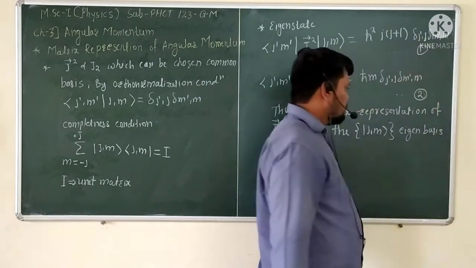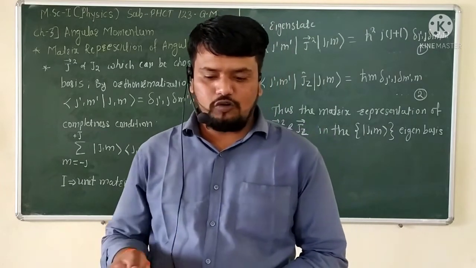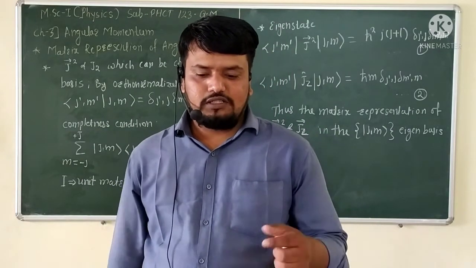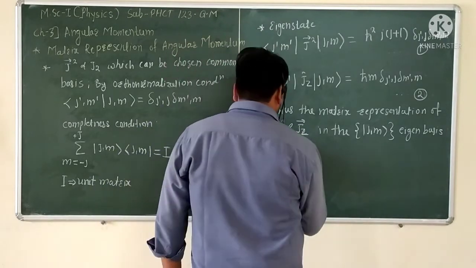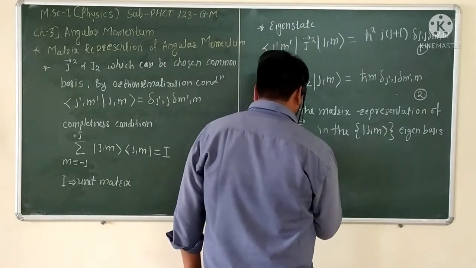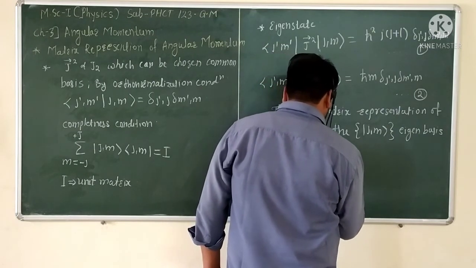Okay, so this is the general introduction idea of the representation of the matrix, and these eigenbases are diagonal; this eigenbasis is diagonalized.